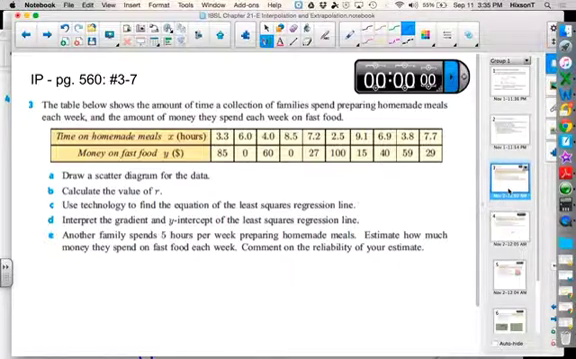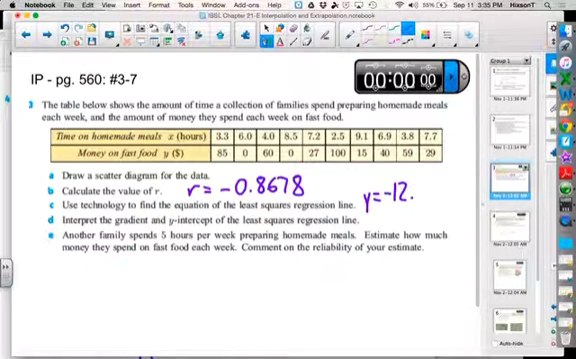All right. Let me show you what I got here. Okay. R is negative 0.8678. All right. Yeah, negative 12.6. Okay. Your least squares regression line, y equals, to go with IB rounding rules, we'll go to 2 decimal places, negative 12.65x plus 116.16. Okay? So we've got that.